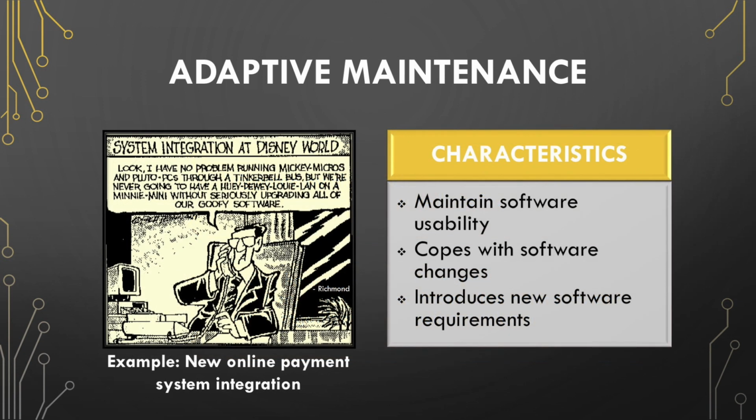An example of adaptive maintenance would be if Amazon implemented a new online checkout system. The online system would need to be integrated with the current software platform. The online payment system would serve as a change and a software dependency, and Amazon would have to make changes to the software platform to accommodate the new online checkout system. Adaptive maintenance involves the modification of a software product performed after delivery to keep a software product usable in a changed or changing environment.